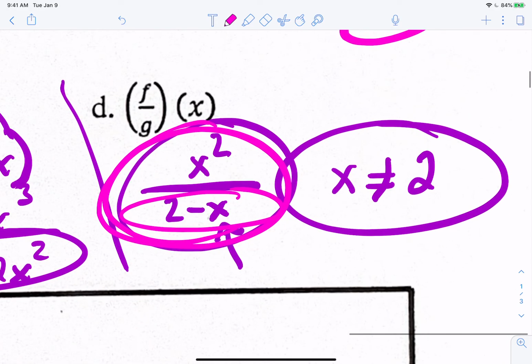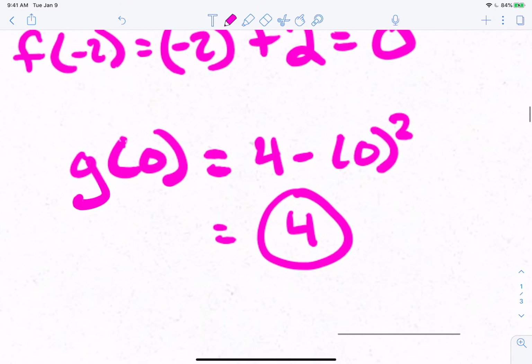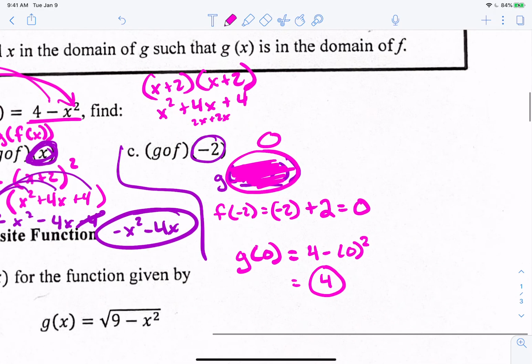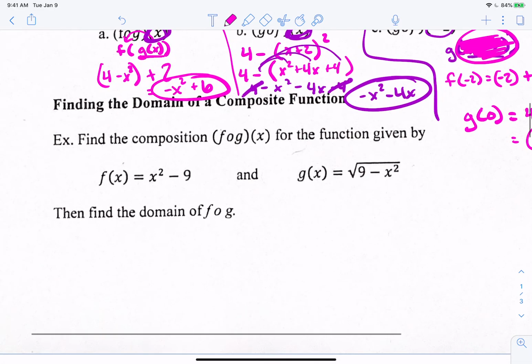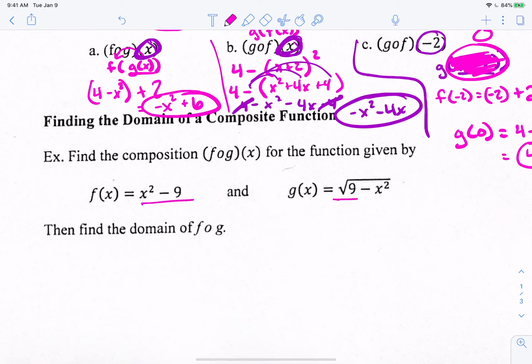So g is 0 because f is 0. You're plugging 0 into g because f of negative 2 was 0. Okay? Good? All right, now, domain. We got 2 left. Domain, find the composition for the function given by this one and by this one.